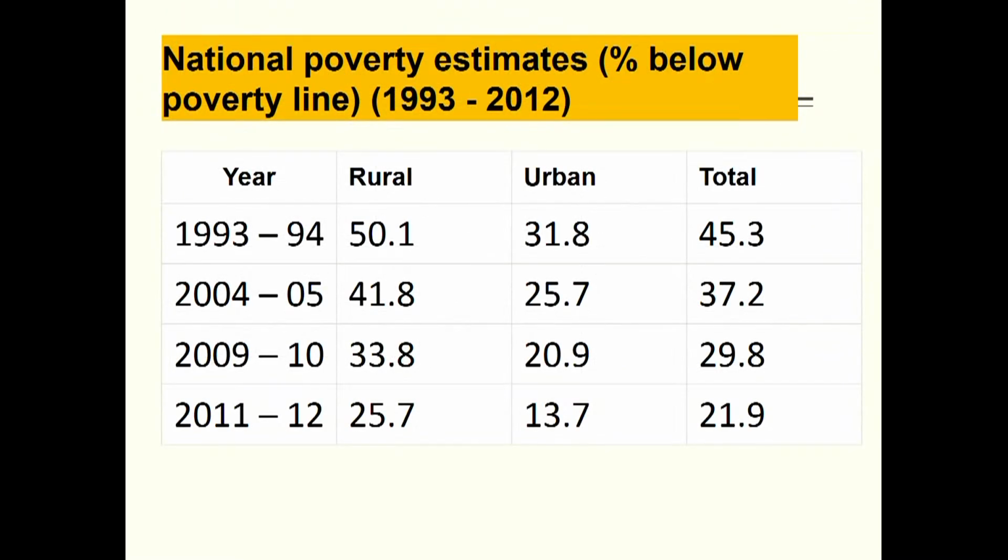If you see the number, the poverty line estimate of how many are below the poverty line, you can see in 1993-94 there were 40.3% below the poverty line, but it has decreased to 21.9% in 2011-12. Thanks to the various schemes and programs of the Government of India, the poverty rate has decreased year by year. But if we make a comparison between urban and rural areas, you will find poverty in rural areas is still high compared to urban areas.